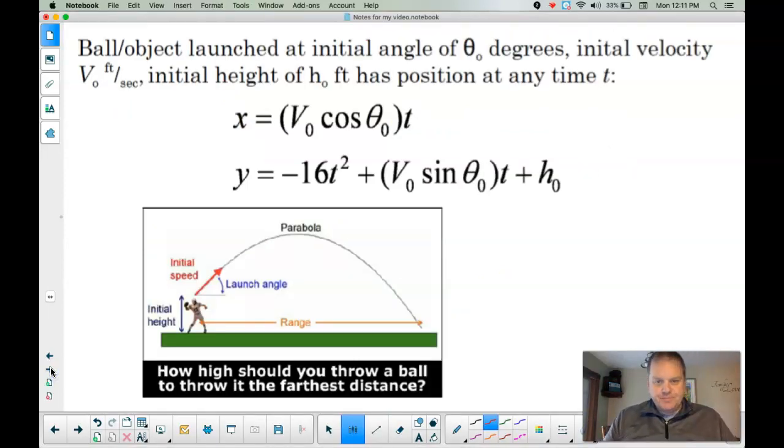Okay, all right. So this is a formula that I'm going to make sure that you guys have written down again. Okay, so a ball or an object launched at initial angle of theta degrees with an initial velocity of v sub 0, initial height of h sub 0, has a position. So we can find the position of that object at any time t utilizing this. The x is going to give us the horizontal distance we are from the launch. The y is going to give us the vertical distance above the ground of that at any point in time. Okay?